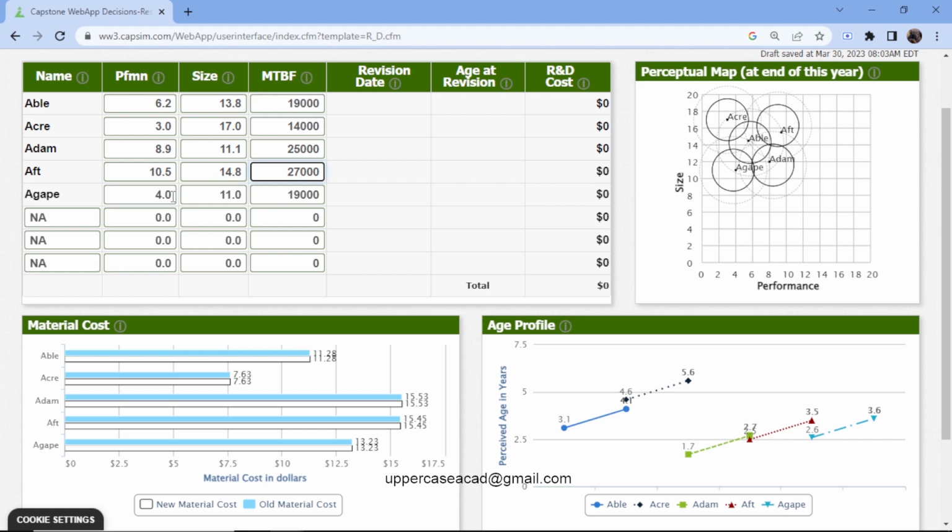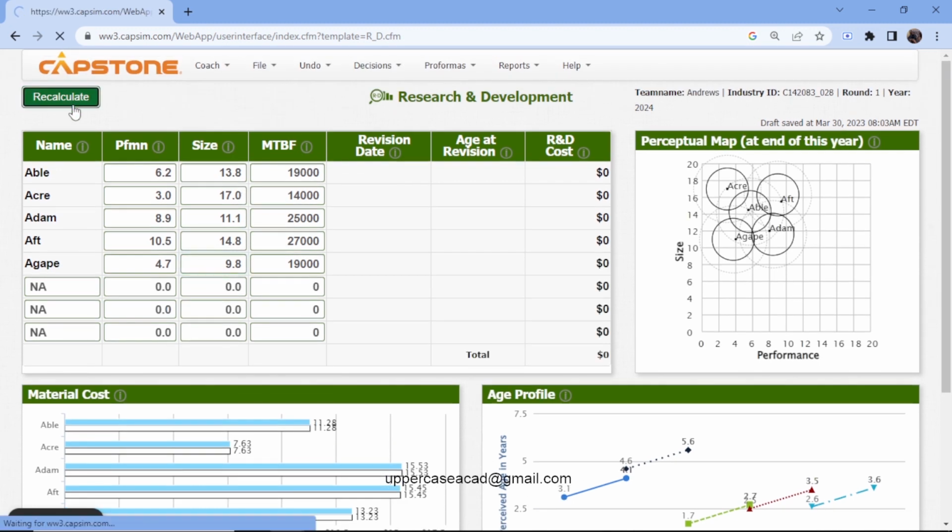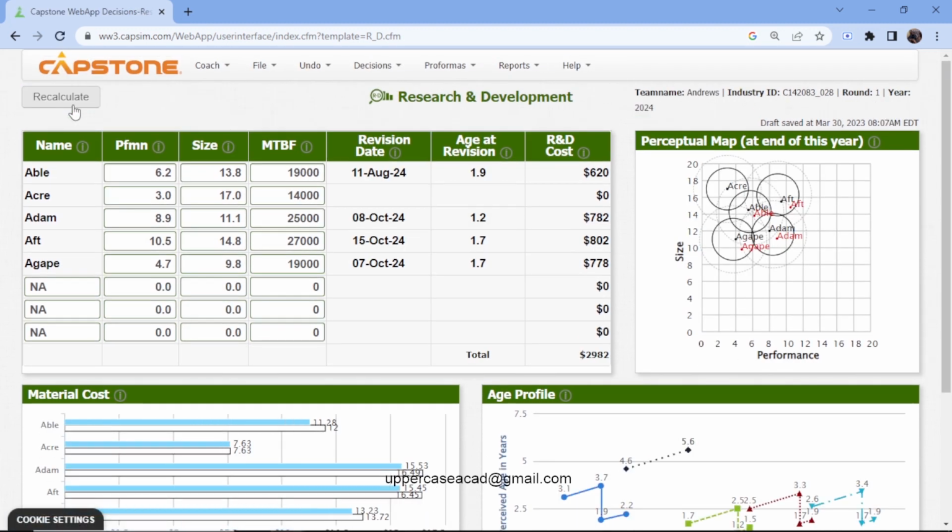Then for Agap, this being a size product, I'll give it a performance of 4.7. And because customers will really consider the size, I'll give it a size of, let me say, 9.8. Then I'll calculate. Now you can see that my product Able is coming out in August. My product Adam is coming out in October. Aft is coming out in October. Agap is coming out in October.